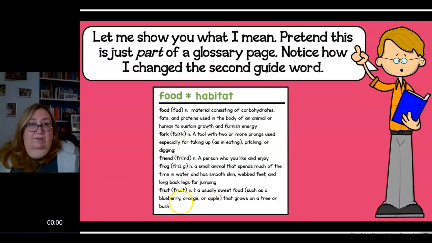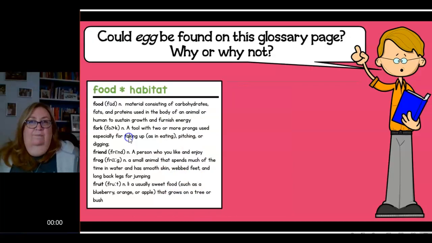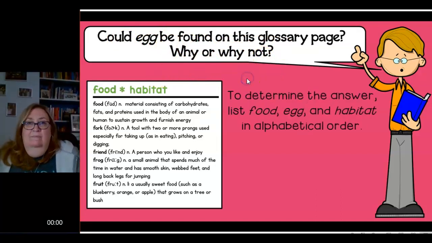Pretend this is just part of a glossary page. Notice how I changed the second guide word. So we have food at the first, and if this page kept going, habitat would be the last word. Okay, we're only seeing a part of the page. So what if I asked you, can egg be found on this glossary page? Why or why not? Well, to determine that answer, let's list the two guide words, food, habitat, and the word we're interested in finding, egg. List those three words in alphabetical order.